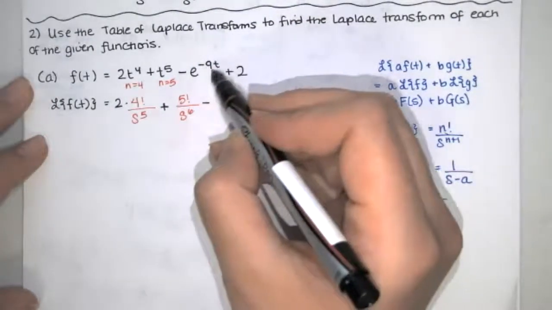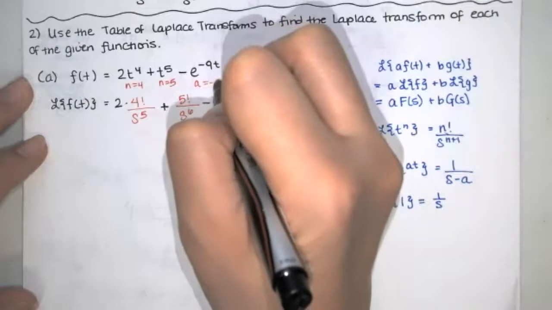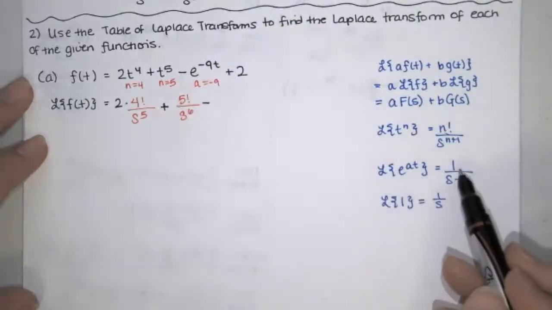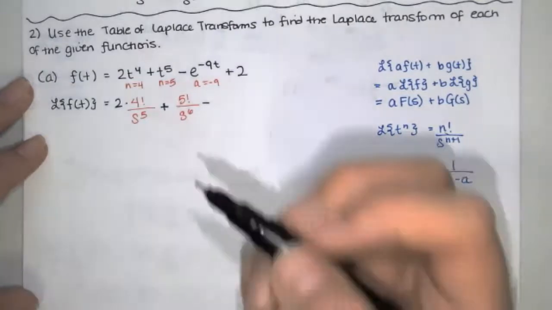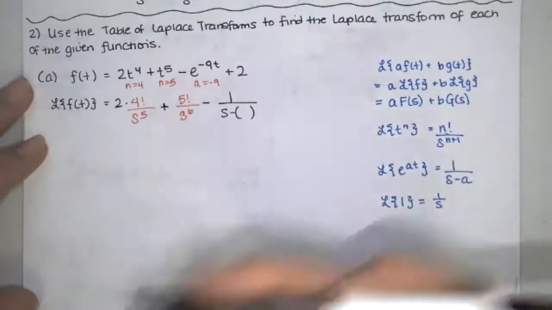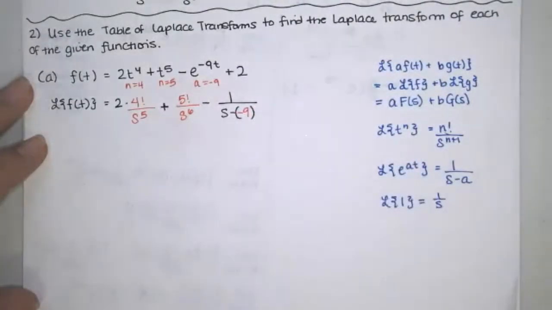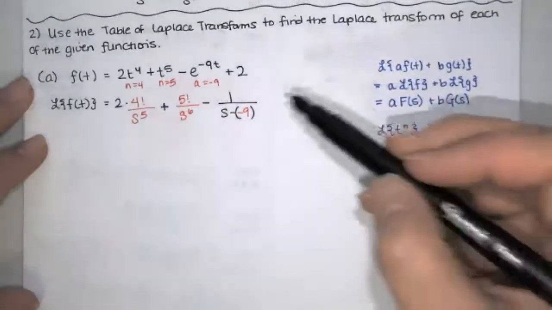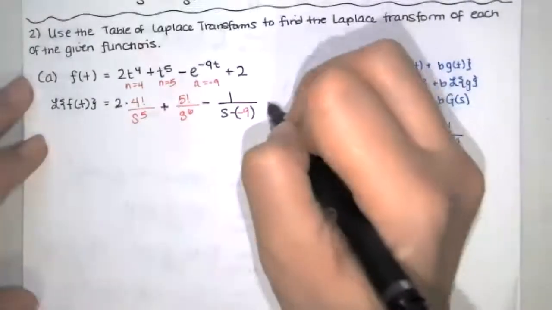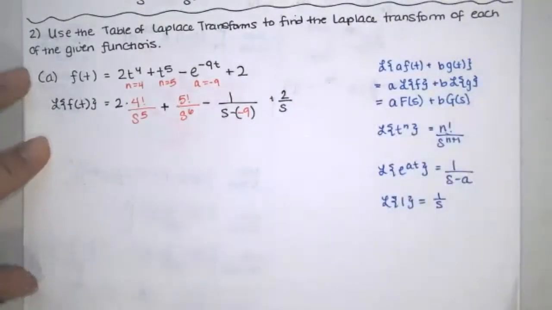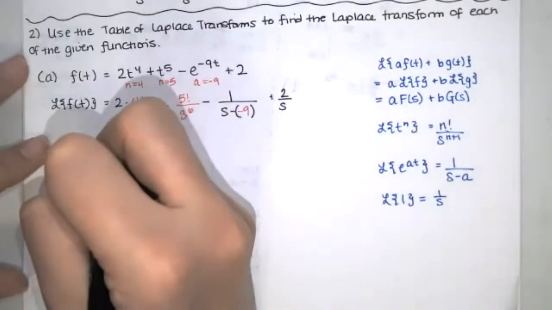Then I recognize that as e to the at with a equals -9. The Laplace transform of e to the at is 1 over s minus a. So we're going to have 1 over s minus a, which is -9. And then the Laplace transform of 2 is the same as 2 times the Laplace transform of 1, which is 2 over s. So that's our answer. It's just not simplified.